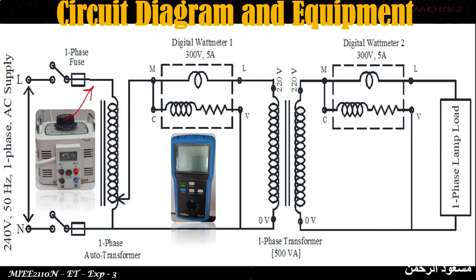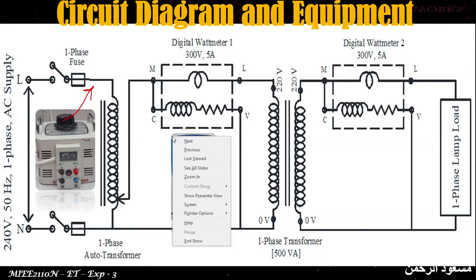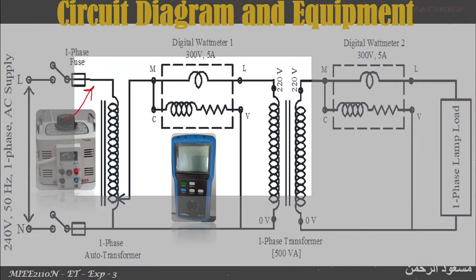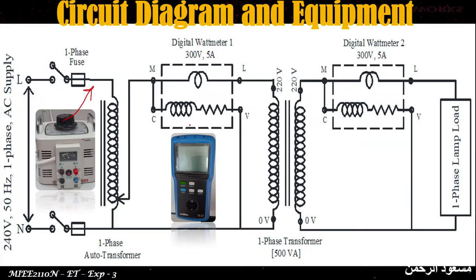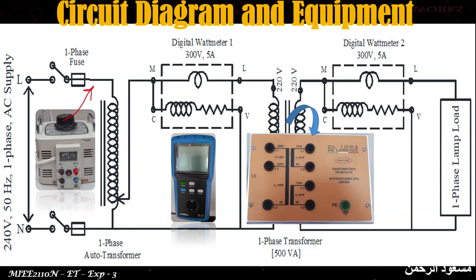So you can see in the circuit diagram also M, L, C, V, and you can see here also, it is written M, L, C, V. So the wattmeter terminal should be carefully given when we are giving the connections. And 2 wattmeters we are going to use, and of course the equipment we have to test today is the transformer. So you have to note this.